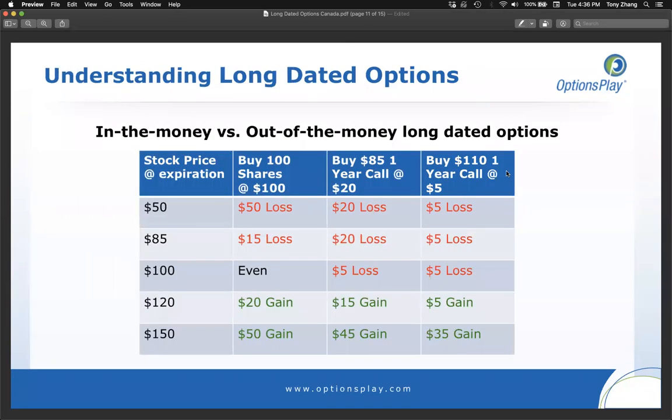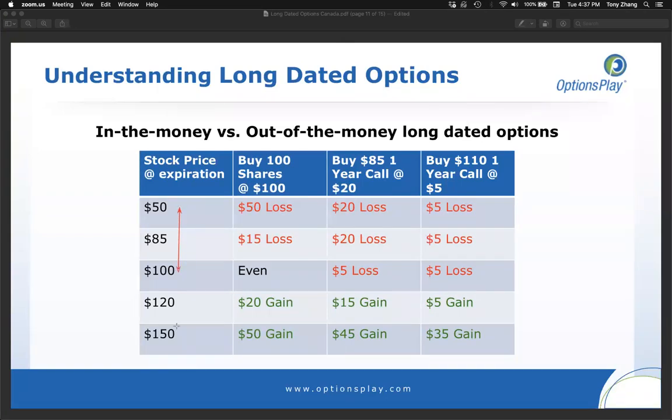So to give you a good example of this, and this is one of the reasons why we advocate buying an in the money option versus an out of the money option, I want to show you how it compares to buying that stock. So let's say you have a $100 stock. If it goes down 50 bucks, you're going to lose 50 bucks.